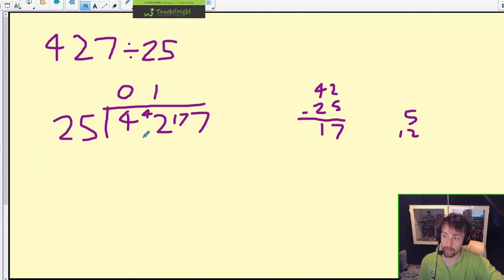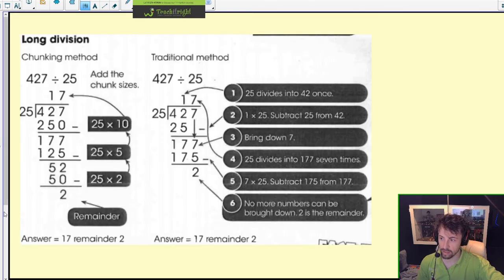And then how many times does 25 go into 177? Well, I'm just going to count through and do 25, 50, 75, 100, 125, 150, 175. So it goes in 7 times. And in this case, there's a remainder of 2, which I think is how they left it in their example. So again, the answer 17 remainder 2, which works.